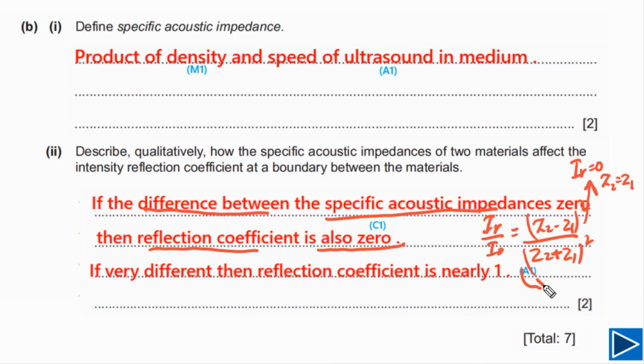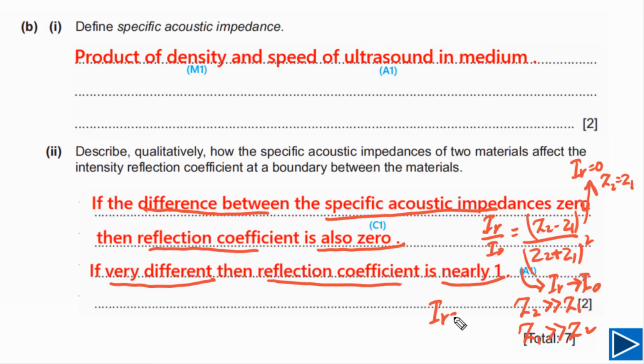For the second case, we can write down IR is about equal to I naught if Z2 is much greater than Z1, or you can say if Z1 is much greater than Z2. So these are 2 cases. If very different as in the second case, then reflection coefficient is 1, meaning IR is equal to I naught. So if IR is equal to I naught, we will get 1. So it means 100% reflection in the second case.